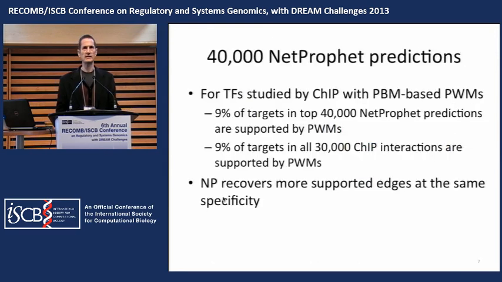Since the top 4,000 NetProphet predictions looked good, we decided to see how deep we could dig into this list of predictions, this rank-ordered list. So we took the top 40,000 predictions. At the highest level of stringency, 9% of these predictions were supported by binding potential models, the same percentage that was supported among all 30,000 ChIP-chip and ChIP-seq relations found in the TNet and YeastTract databases. So we concluded that the NetProphet algorithm based on expression data is able to recover more direct targets than the ChIP-chip experiments are at the same level of specificity.